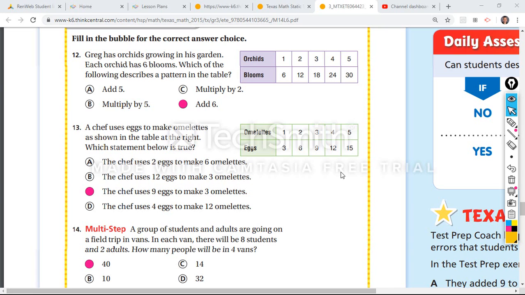Let's look at our 14.6, our daily task assessment, and our homework and practice review.